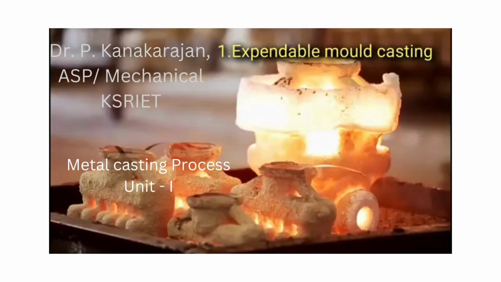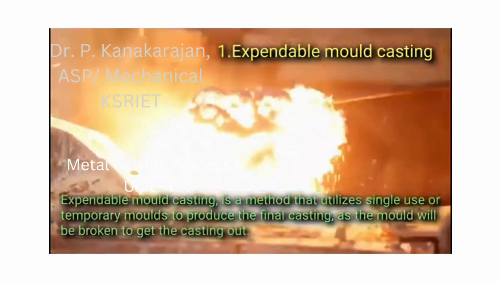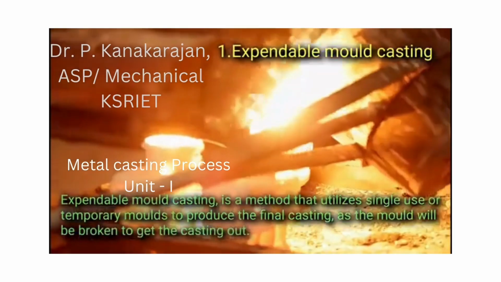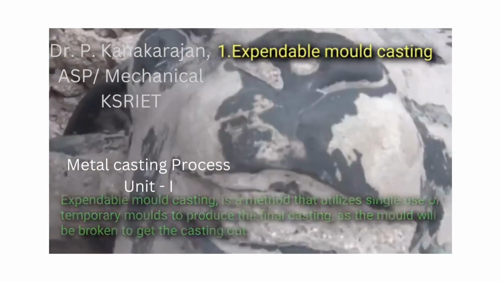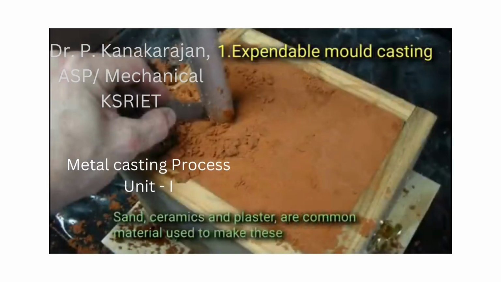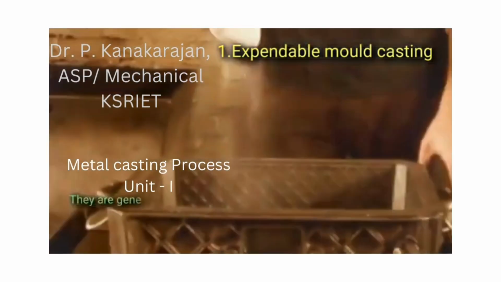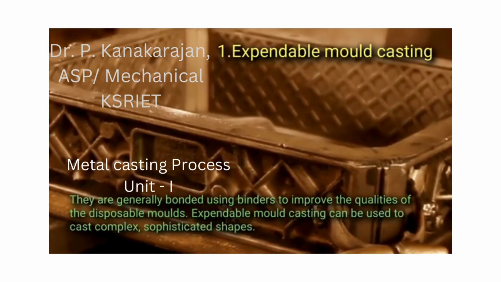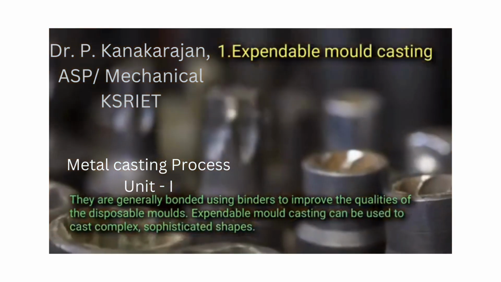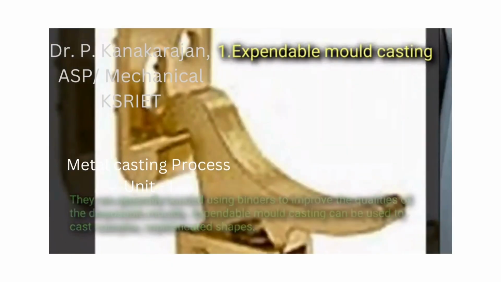Expendable mold casting. Expendable mold casting is a method that utilizes single-use or temporary molds to produce the final casting, as the mold will be broken to get the casting out. Sand, ceramics, and plaster are common materials used to make these molds. They are generally bonded using binders to improve the qualities of disposable molds. Expendable mold casting can be used to cast complex, sophisticated shapes.